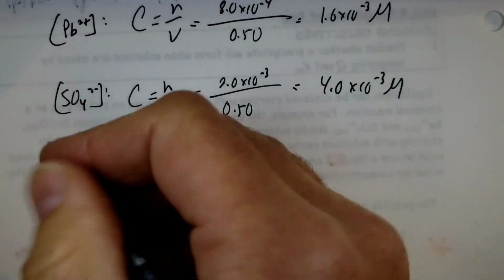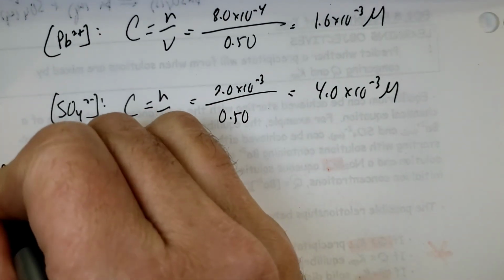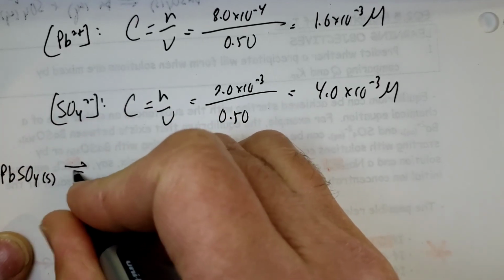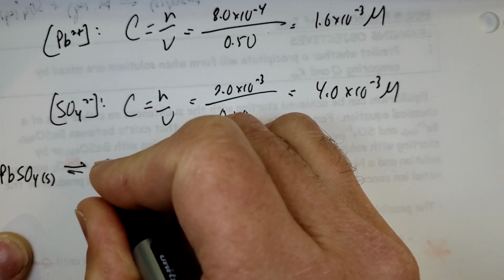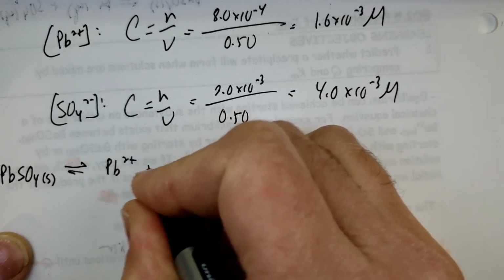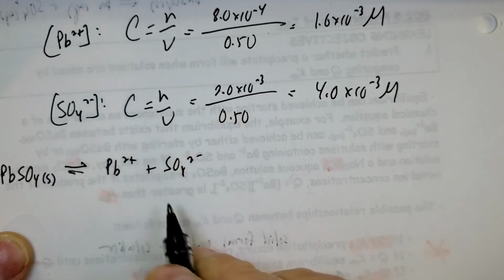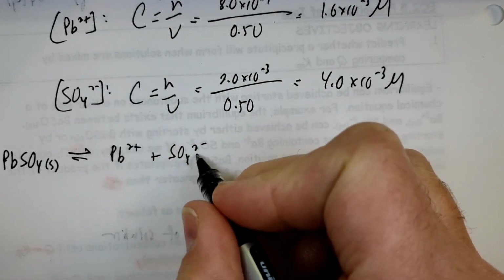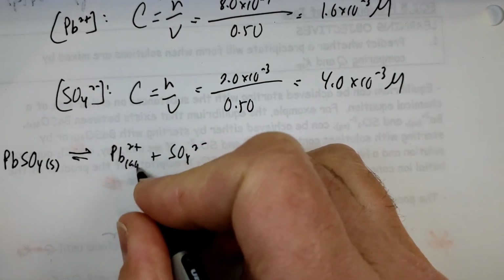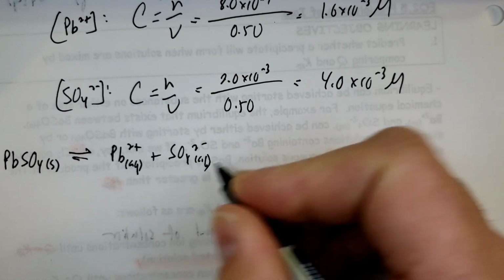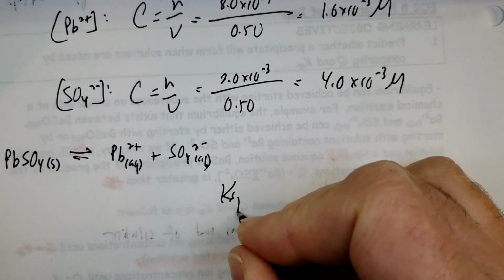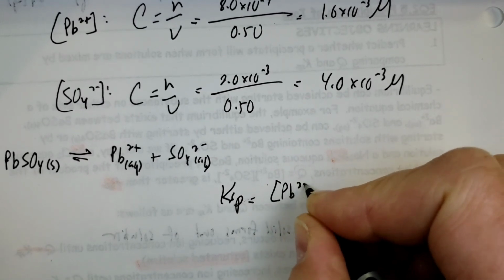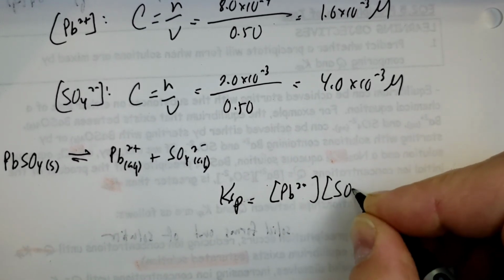Now if I look at lead sulfate here, how this all works. Lead sulfate can make a solid, and it's made up of lead ions and sulfate. And of course we can see this is a 1-to-1 ratio, right? Because lead is 2 plus, sulfate's 2 minus, so they come together 1-to-1. So figuring out the KSP like we've done earlier is very easy. Lead and sulfate.